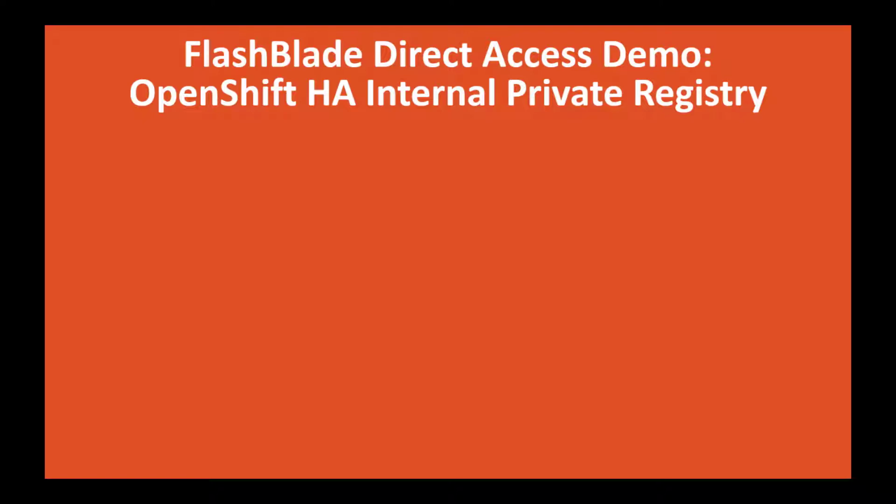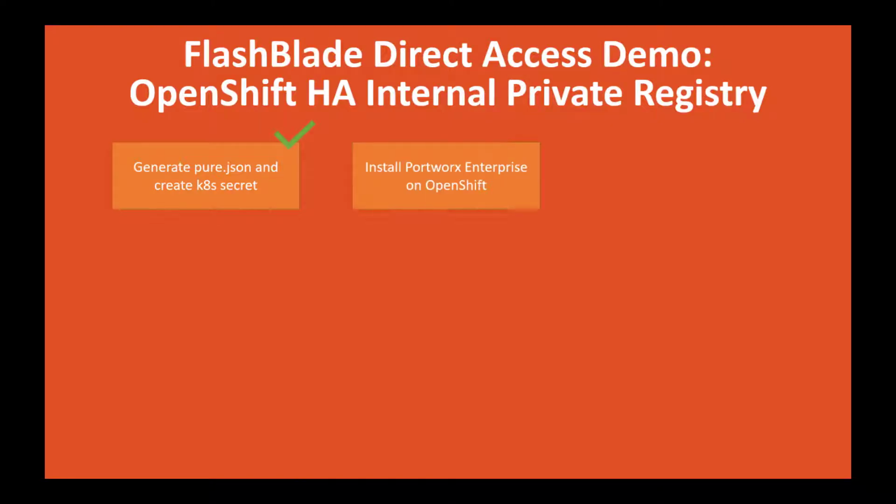The first task we will complete is to create our pure.json file, which contains all of the information that Portworx needs to interface with the FlashBlade. We'll then create a Kubernetes secret from this file. The second task will be installing Portworx Enterprise into our OpenShift cluster. Portworx will detect the secret created in the previous step and enable the FlashBlade Direct Access feature.